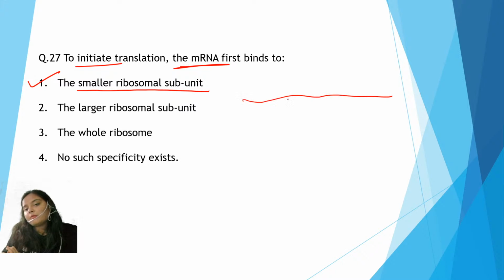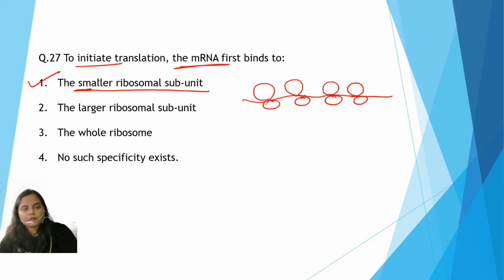And when multiple ribosomes come attached to the mRNA, right? This structure is known as what? This structure is known as polysome or polyribosome or ergosome. Remember? So first it binds with the smaller subunit.